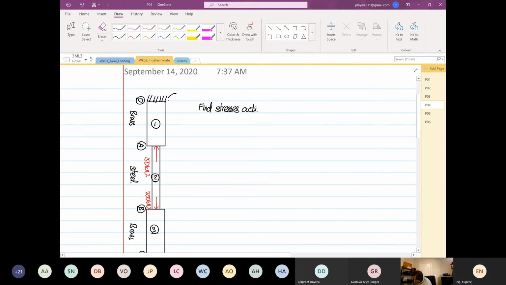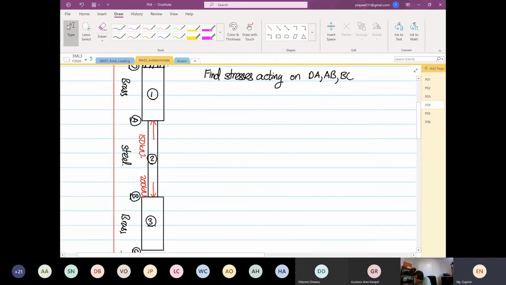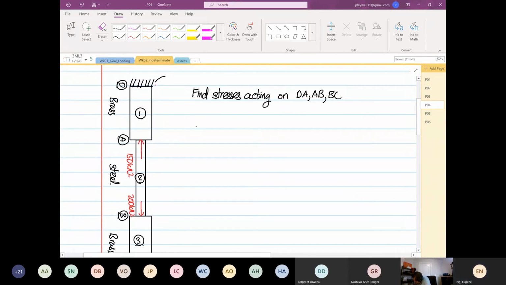acting on DA, on AB, and on BC. And again, we apply the handbang theory. So section 1, we have our DA. So stress DA is equal to... The 150 is going to be in compression. The 200 is going to be in tension.